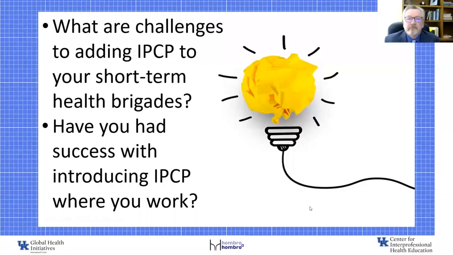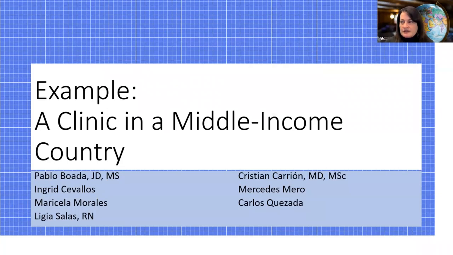Okay. So next up, we have the example of a clinic in a middle income country, and I'd like to introduce the staff of the clinic. There are quite a few here, so it will take just a moment. We have Pablo Boada, who is the executive director of the Fundación Hombro a Hombro since 2013.